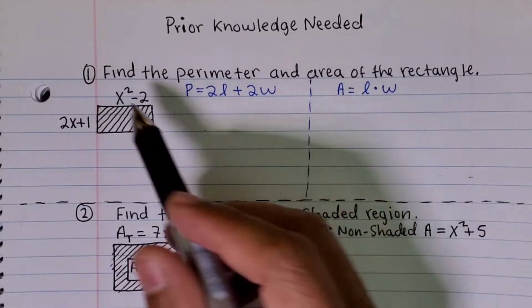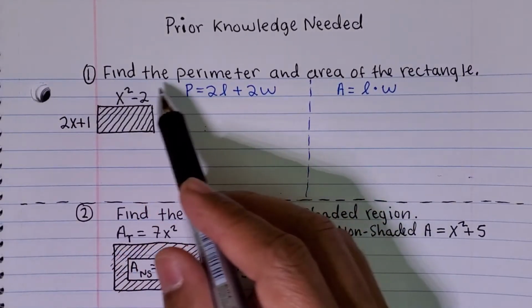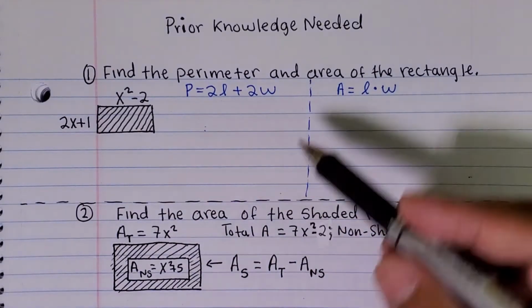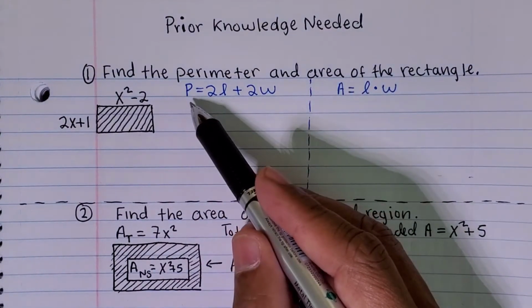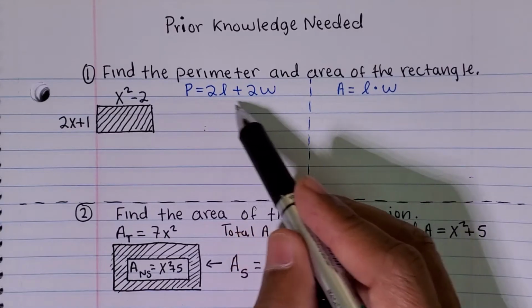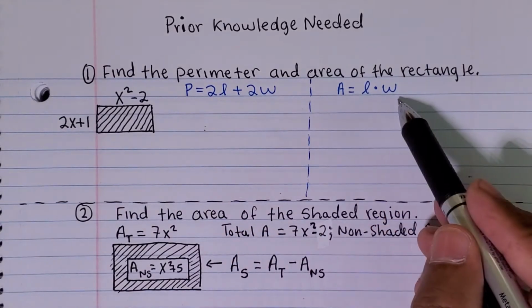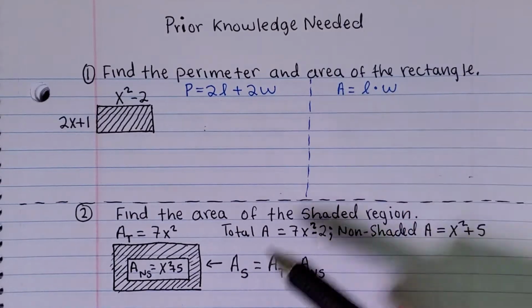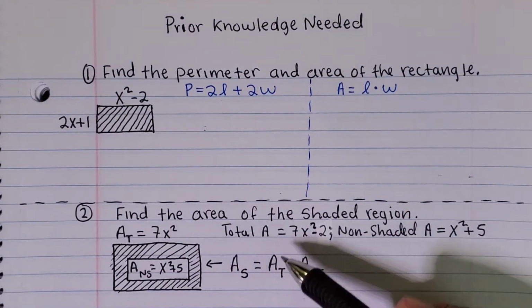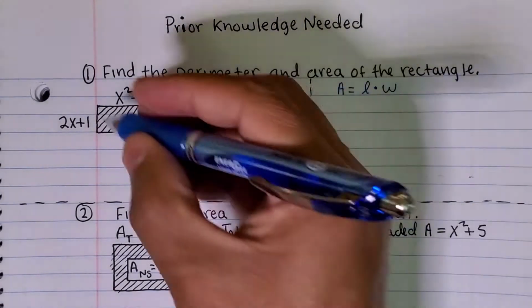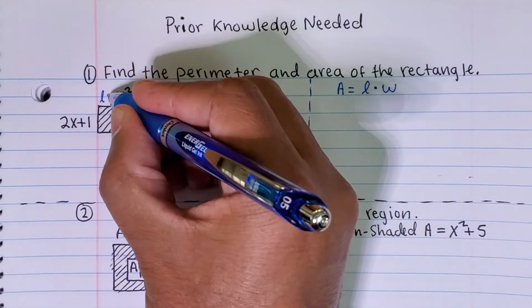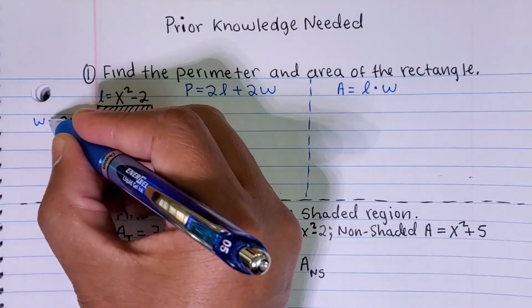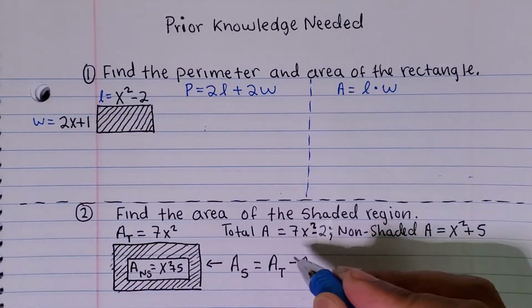Okay, so on problem number 1, we're being asked to find the perimeter and the area of the rectangle. And notice that I divided here. P is for perimeter, and this is the formula for perimeter, and this is the formula for the area of rectangles. So what I see here is that I'm given that the length is x squared minus 2, and the width is 2x plus 1.